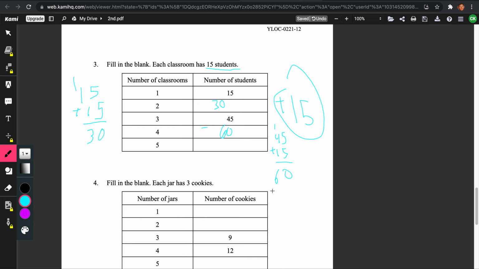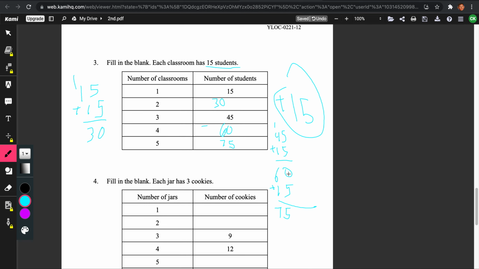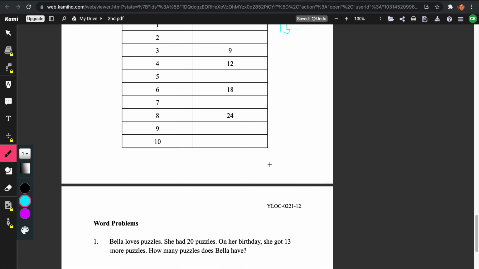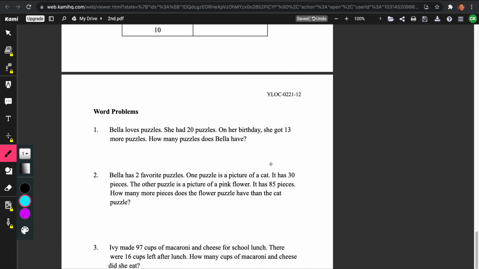So let's try it. Let's finish this off. 60 plus 15, that's 0 plus 5, 5. 6 plus 1, 7. And you would get 75. Okay. Okay. So let's try word problems now.